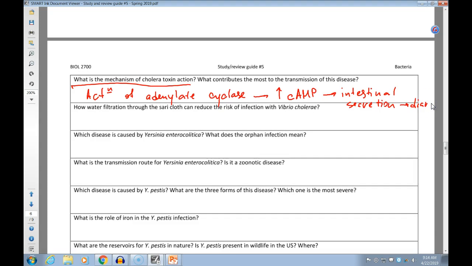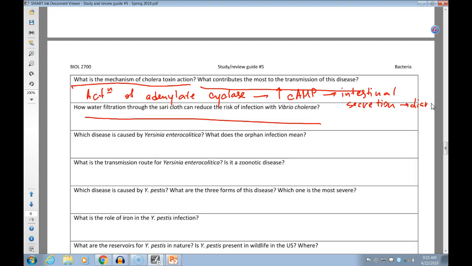Okay? What contributes the most to the transmission? Unsanitary conditions, lack of proper water treatment. Water filtration through the ceramic cloth. Remember we talked about it. Vibrio cholerae bacteria hitch a ride on copepods. You filter out copepods, you filter out one of the main reservoirs for infection.